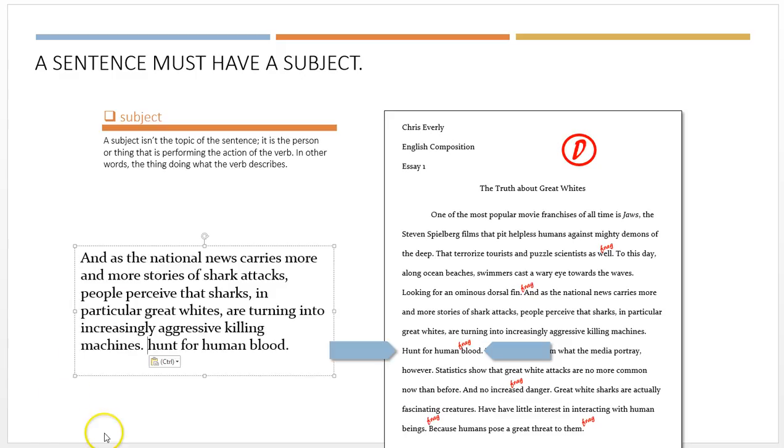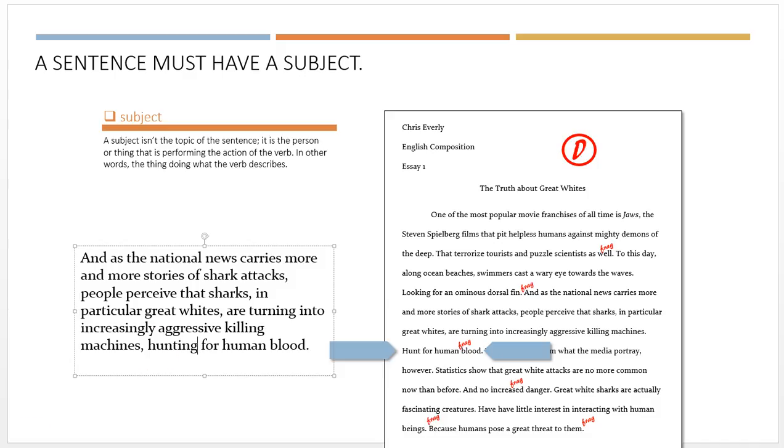So if I paste that sentence in, let's see. And as the national news carries more and more stories of shark attacks, people perceive that sharks, in particular great whites, are turning into increasingly aggressive killing machines. And what I really want to say here is hunting for human blood. So I can take that fragment, add it to the previous sentence, and I no longer have a fragment.